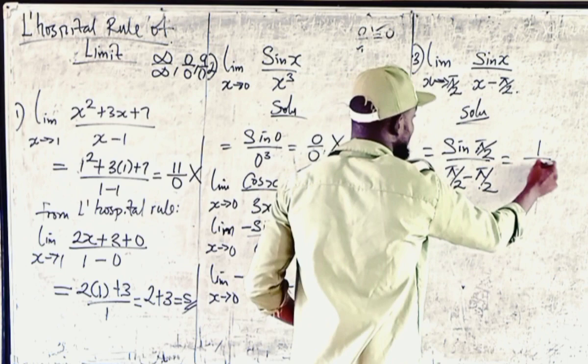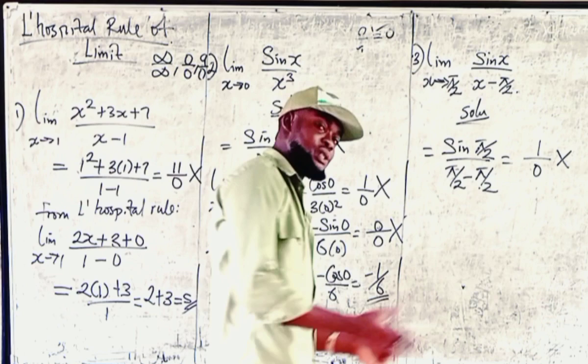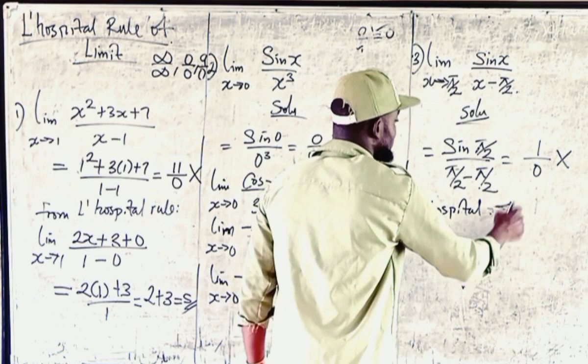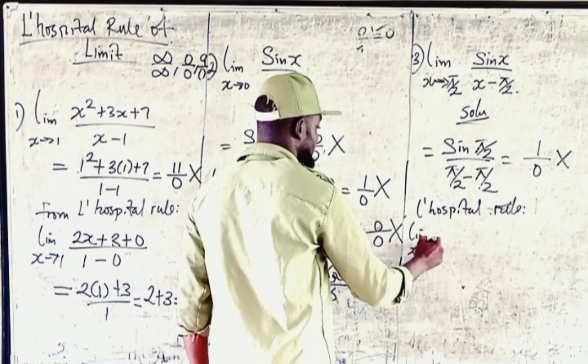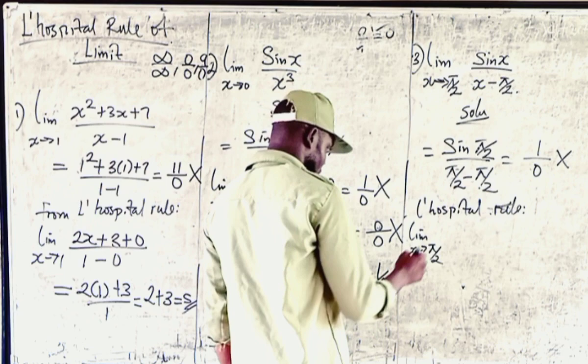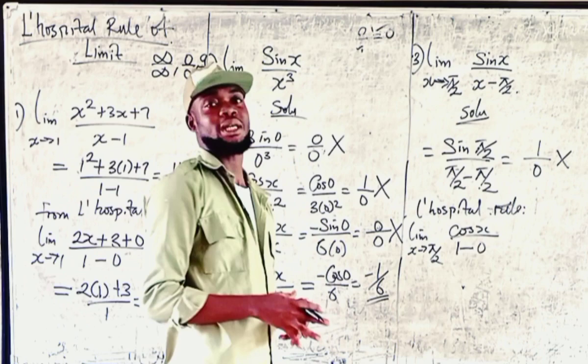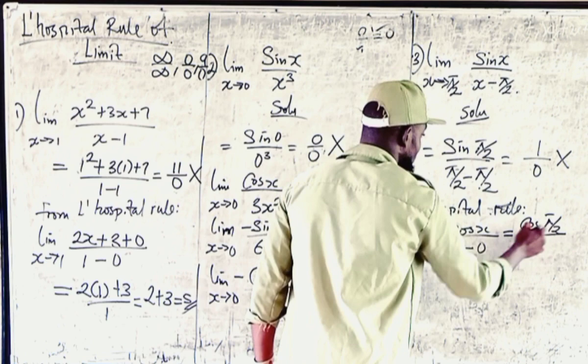This one is not valid yet. Why? Because the denominator is 0. So what do we do? Apply the L'Hôpital's method. From L'Hôpital's rule, we have the limit as x approaches pi over 2. The derivative of sine x is cos x. Differentiating x, we have 1. Differentiating pi over 2, there's no x in it, so it will be 0, because that is a constant. So we put pi over 2 in for x and have cos pi over 2 over 1.